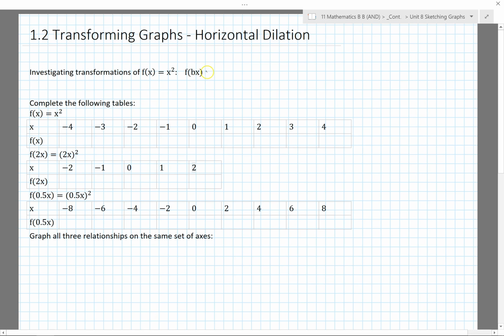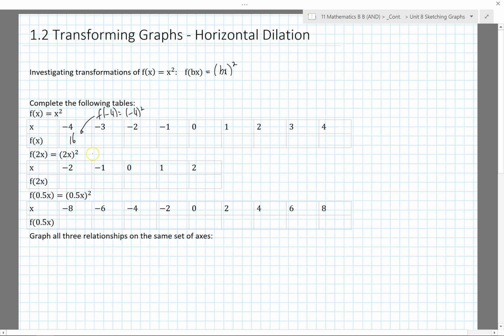So the way this will appear, the functions will look like this: (bx) all squared. So again, we'll complete these tables. I'll just do the first one of each as a demo. For the function x squared, I'm looking for f of minus 4, which would be minus 4 squared. I'll put 16 in there.